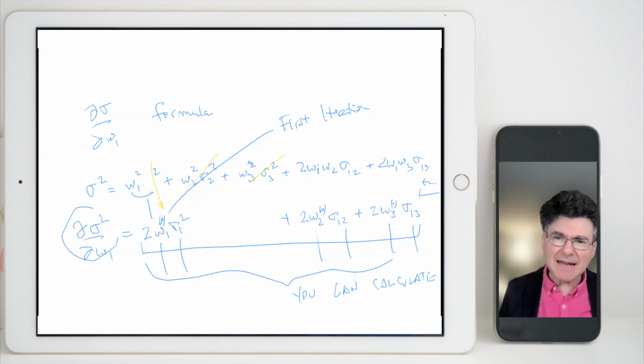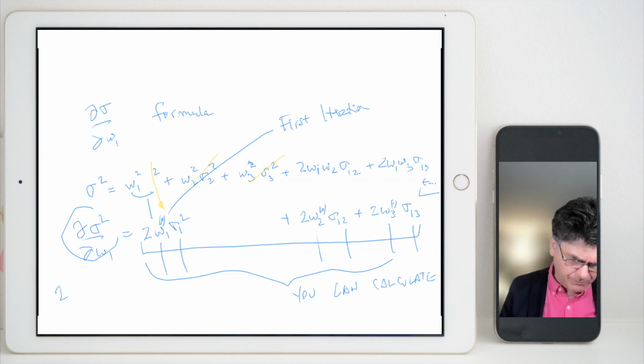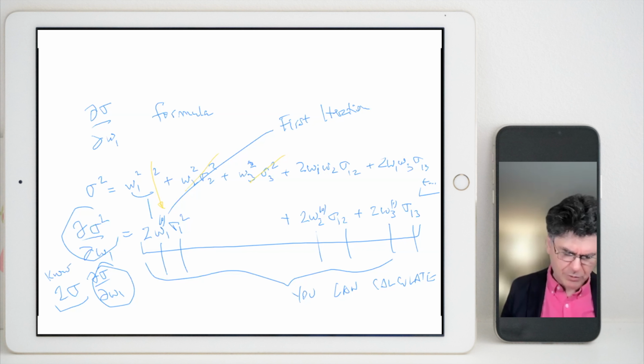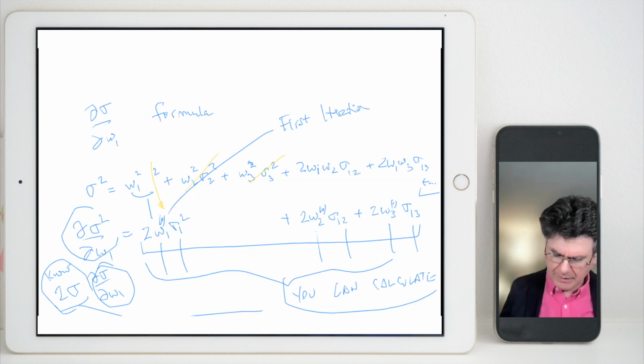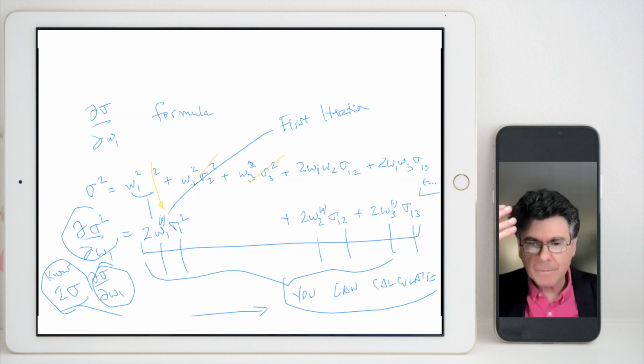Note this is not exactly the derivative that we have to do. This is 2 sigma times the derivative of sigma with respect to W1. That's what we want. But this we know. You already told me that we know this. So this derivative is this thing we can calculate divided by that. That's how you do the derivative. That's how you do step 4.